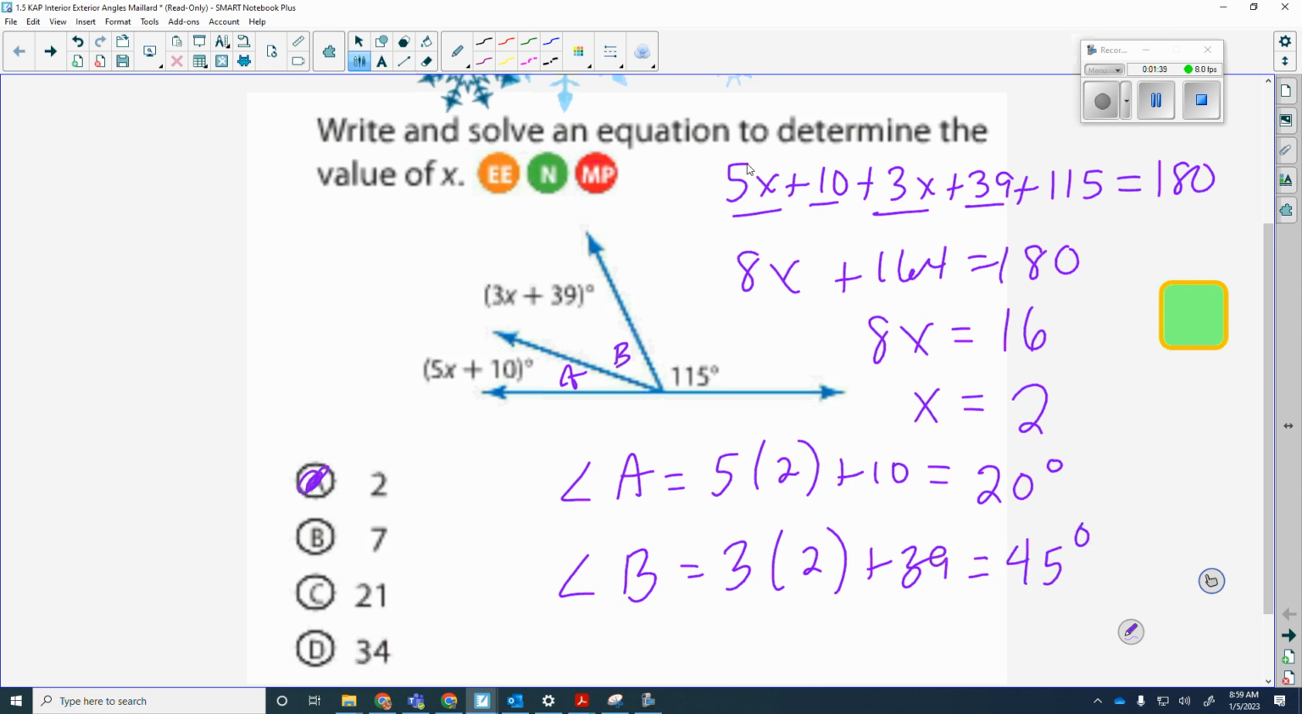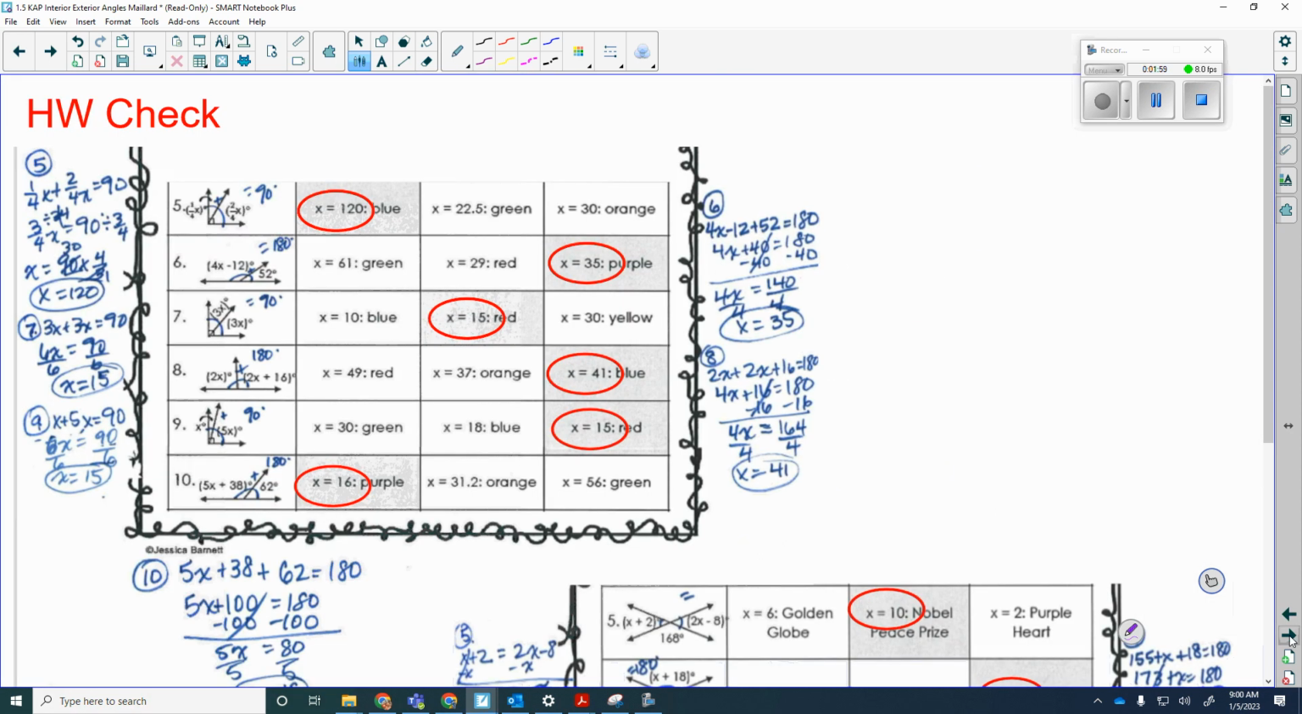And then, as a good quiz taker, what would you do next? Add them up. You would add 20 plus 45, which is 65 plus 115 to make sure it equals 180, and it does. Okay? Are we good? Excellent. All right, guys, any questions from the homework? Questions from the homework?